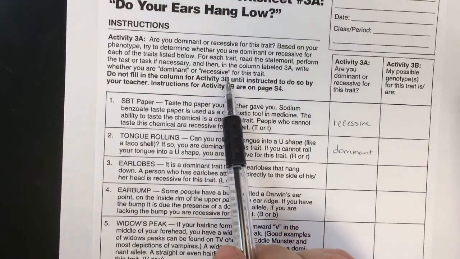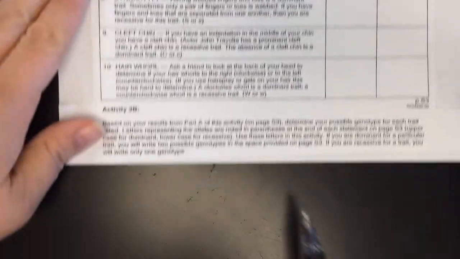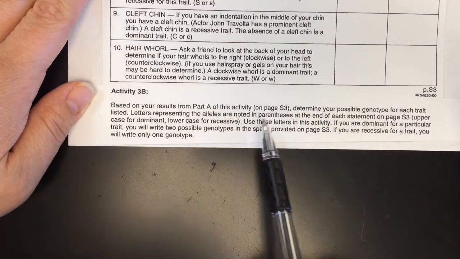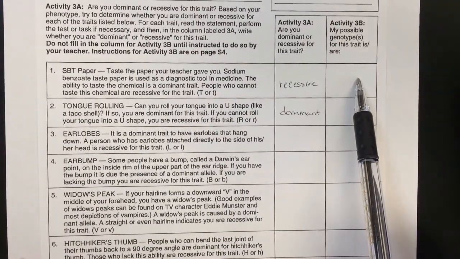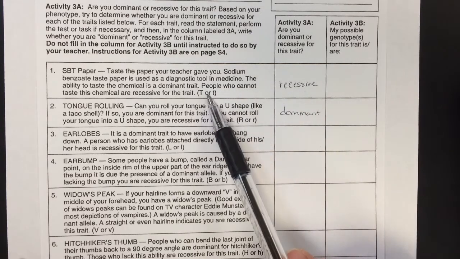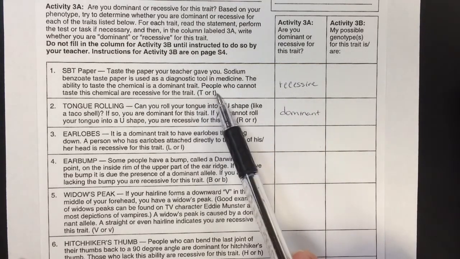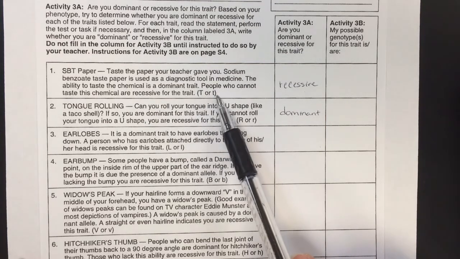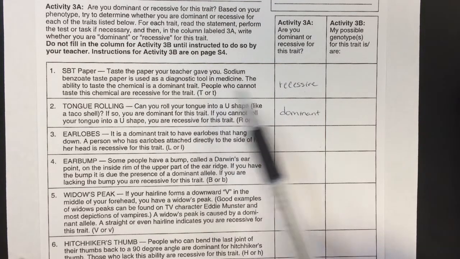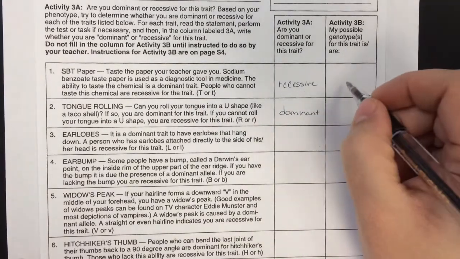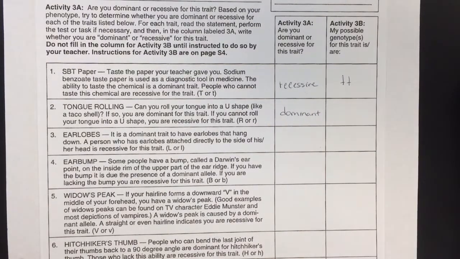When you get to the bottom, if you took your time to read the instructions, it told you that 3B is on page S4. That's a lie. The information's here at the bottom. What you're going to do now, following these directions, is come up to this column and write the possible genotypes for this trait. They gave us a nice little hint over here in the writing, the letters that we're going to use. In the SBT paper, we're going to use big T for taster, little t for non-taster, which are recessive.